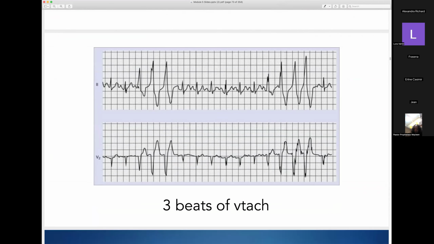All right. So this is what we call 3 beats of VTAC, where you have 3 PVCs back to back. When you have 3 consecutive PVCs in a row, we call that 3 beats of VTAC. So when PVCs start to happen more often, closer together and more consecutively, the patient is running the risk of going into ventricular tachycardia. And we don't want that because ventricular tachycardia is fatal.